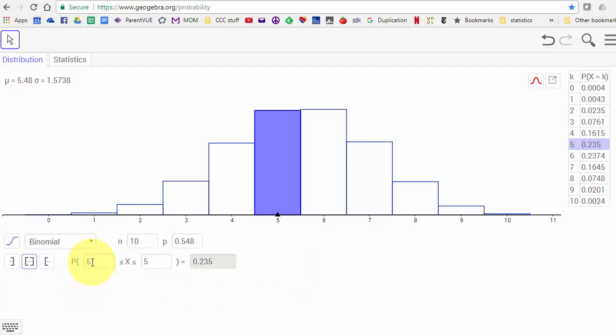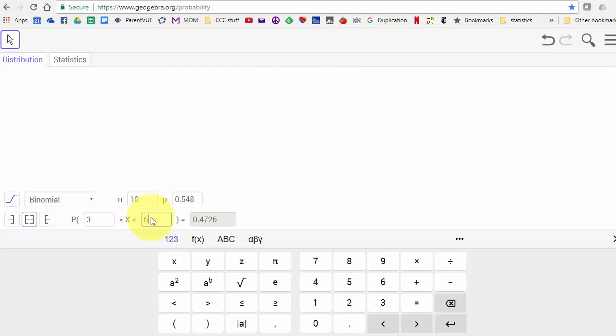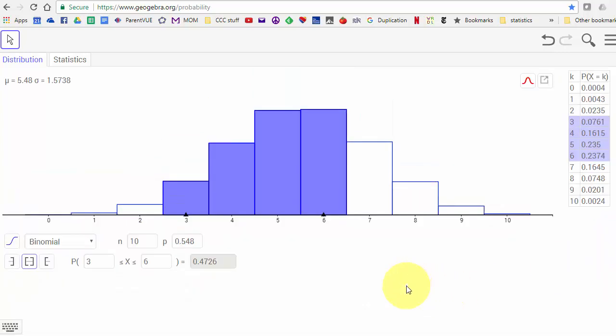One of the other questions that we asked was, what's the probability that x is between 3 and 6? That is, what's the probability that he makes between 3 and 6 baskets? And we see the probability here is 0.4726, which is the sum of all of the probabilities between 3 and 6 and including them as well. So I like GeoGebra because you get all of the outcomes here. You get a really nice picture of the probability distribution. And so that's one way to do these problems.